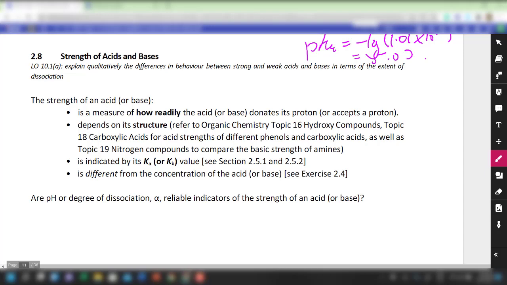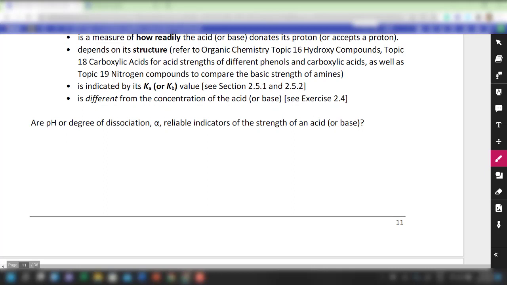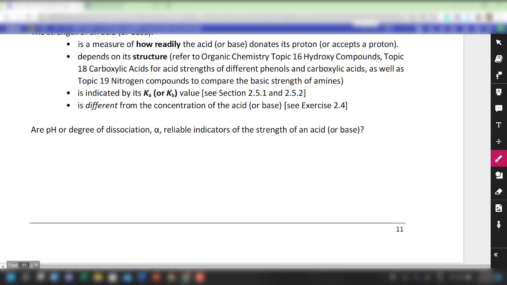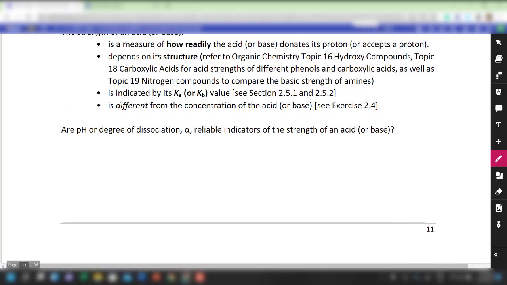They are different concepts. Over here we have the question: are pH and degree of dissociation reliable indicators of strength? Based on what you understand about strong acids, a strong acid ionizes completely, so the extent or degree of dissociation would be a more reliable indicator. I will open this up for discussion in the tutorial, so we don't really need to find an answer over here.